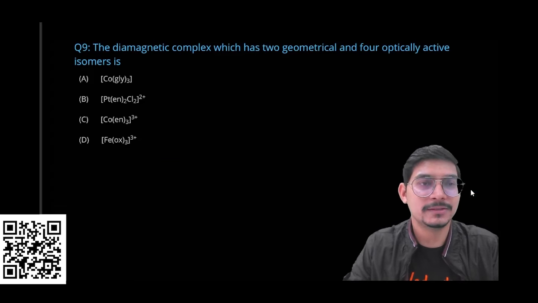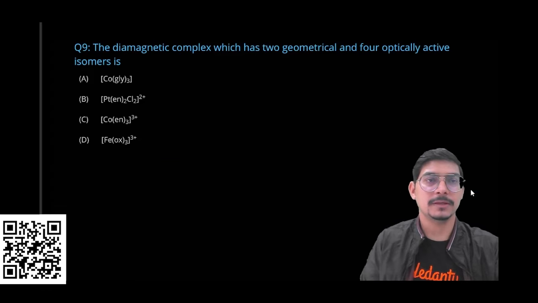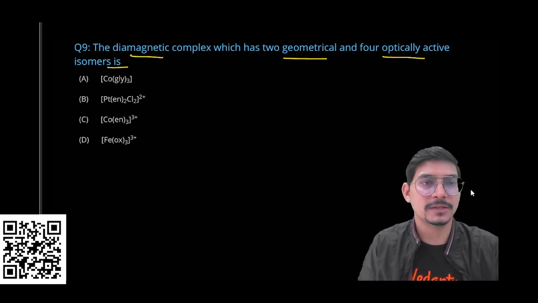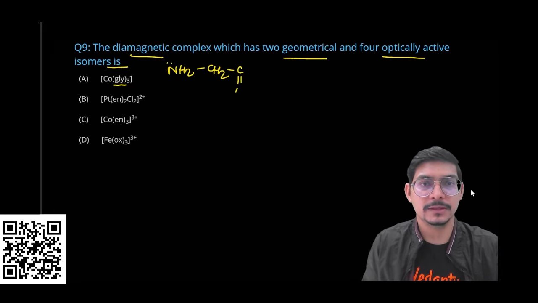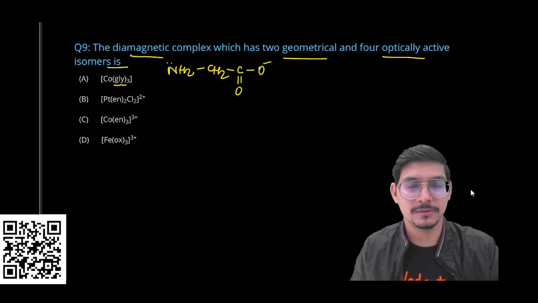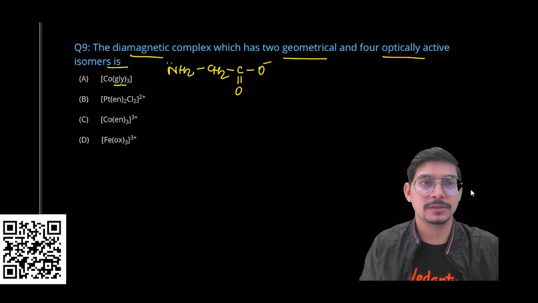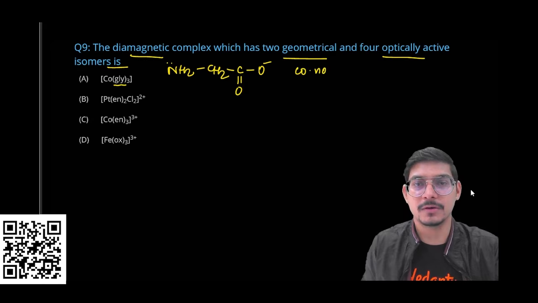Hi everyone. In this question, we have to find out a diamagnetic complex that has 2 geometrical and 4 optically active isomers. So let us look at the first complex. GLY is short for glycinato, which is this ligand. It has 2 donor atoms of different elements. One is nitrogen, another is oxygen. And because there are 3 glycinato ligands, the total coordination number of this complex is 6, which means that it has got to be octahedral.